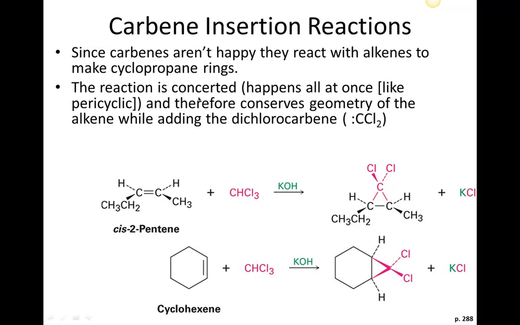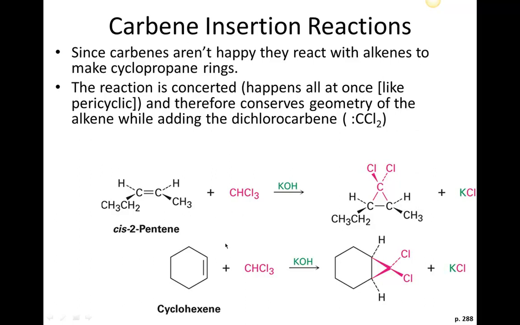Okay, so the carbene's not happy, and so it will react with an alkene. And this reaction is also concerted, which means it's like pericyclic. The bonds are going to form all at once in a cyclic fashion. And so here's the colored version. From here you get the carbon and the 2 chlorines that stay with it, and you insert that kind of like the epoxidation reaction, only this time the third member of the ring is going to be this carbon, and your side products are KCl and water.